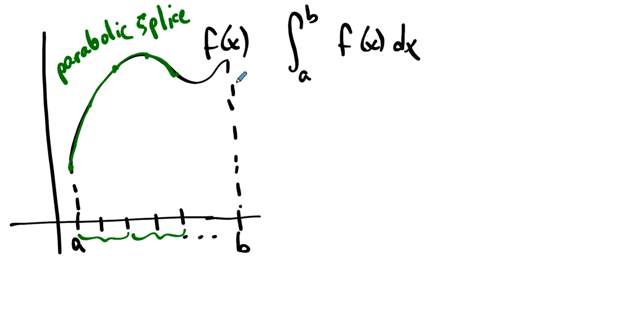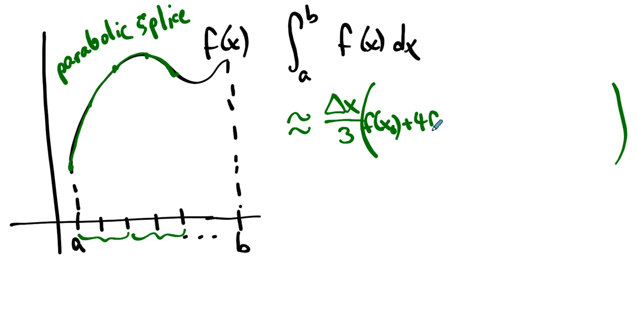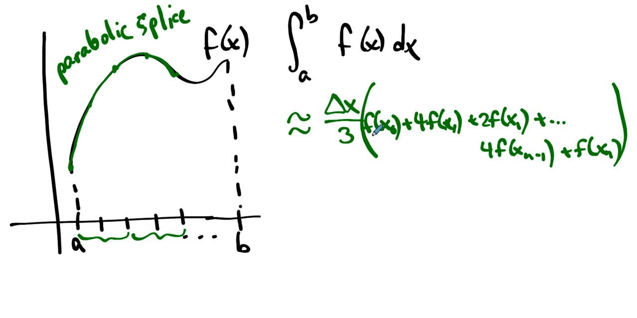And for reasons that are well beyond the scope of our course, knowing where this comes from is beyond the scope of our course, the integral is approximately delta x over 3 times: we take the first y value, and then 4 times the next and 2 times the next. And then it keeps going 4, 2, 4, 2, 4, 2, and ends with 4, 1.